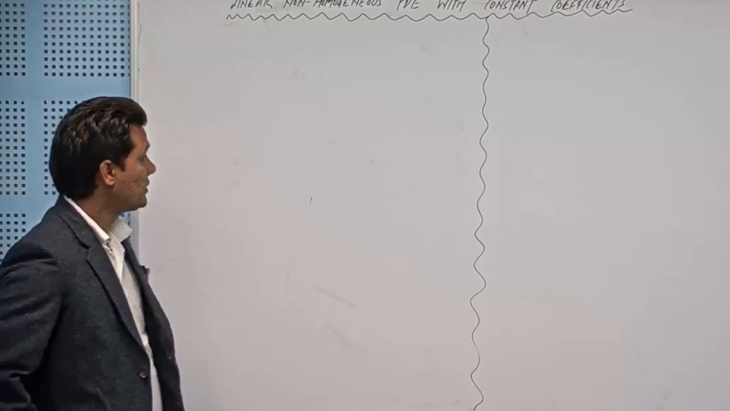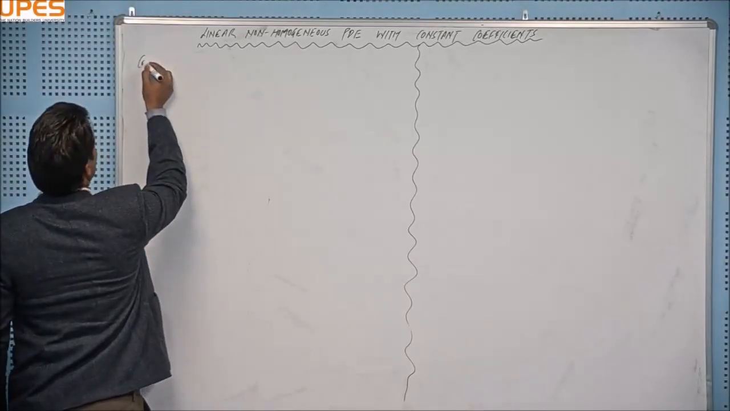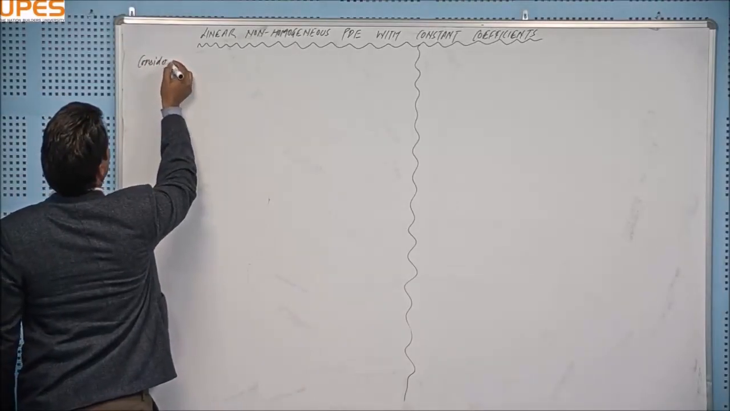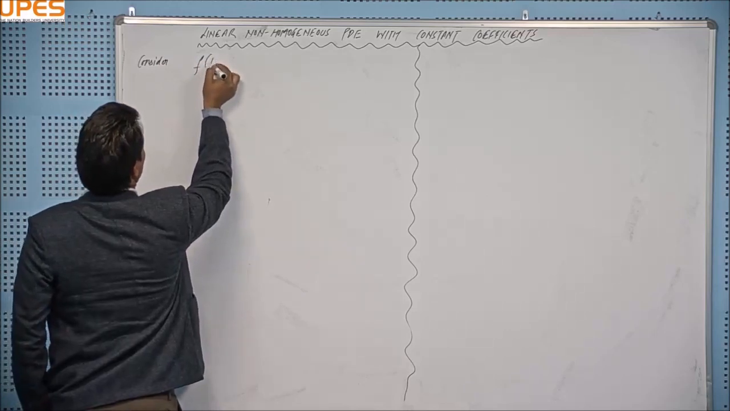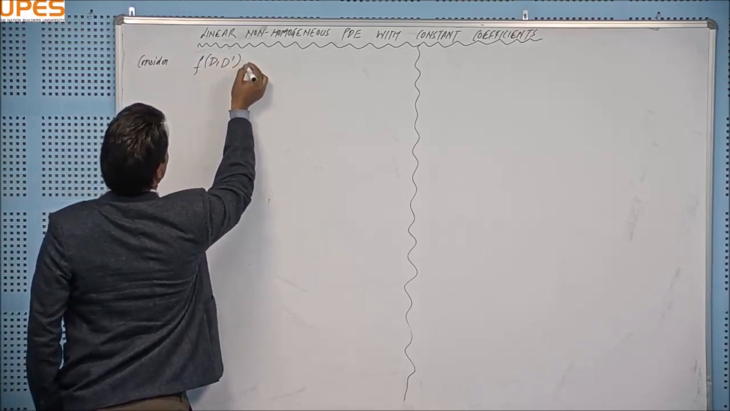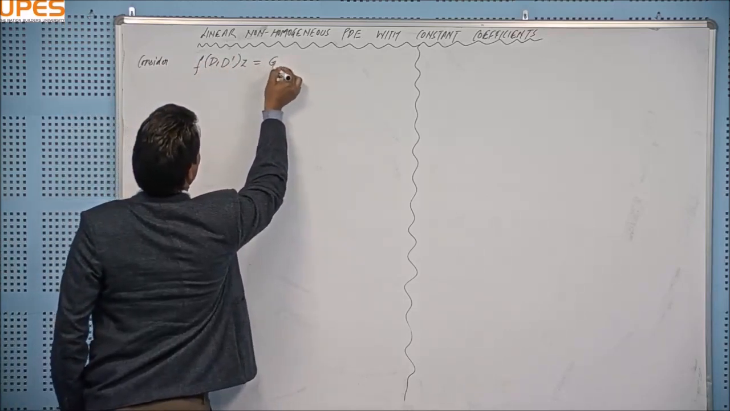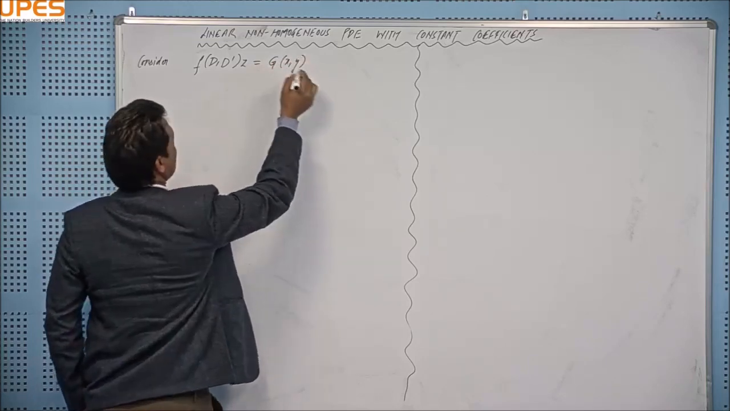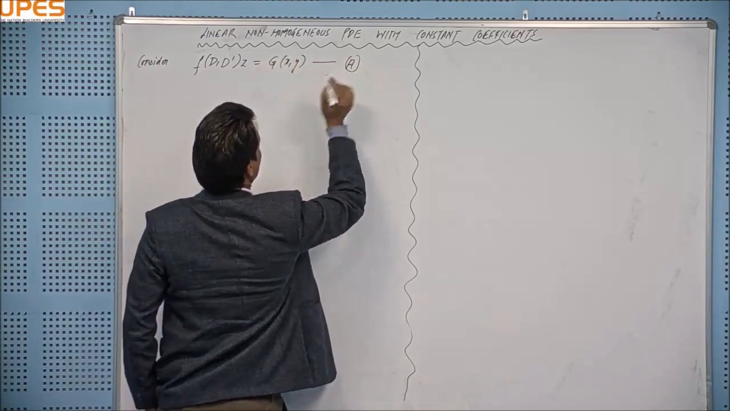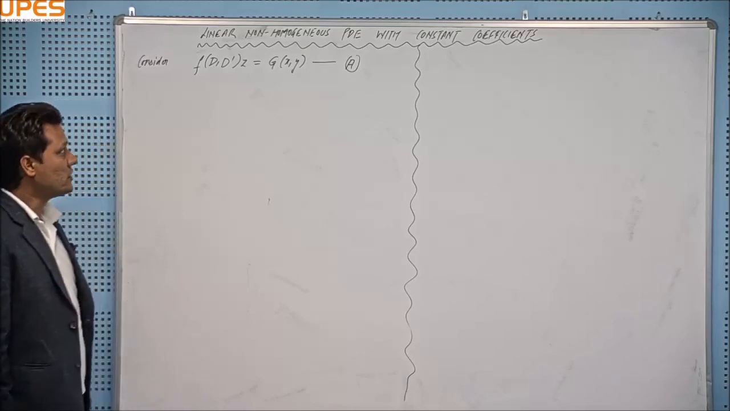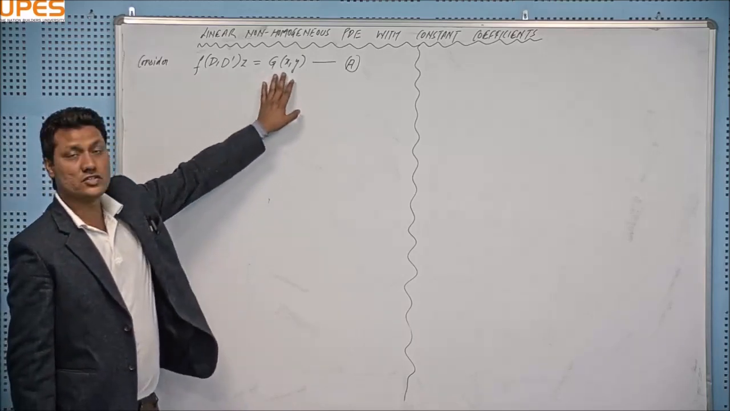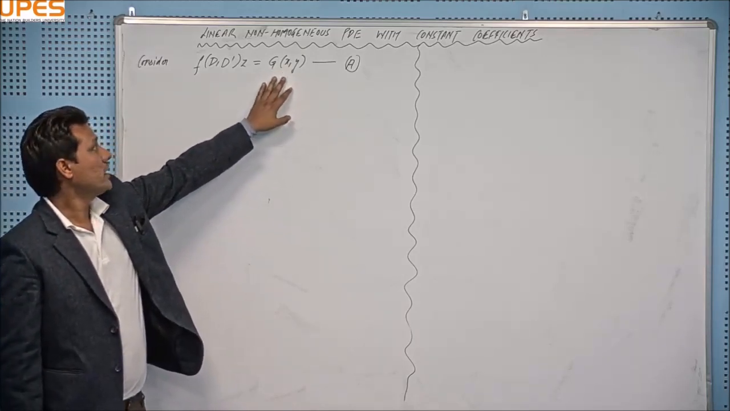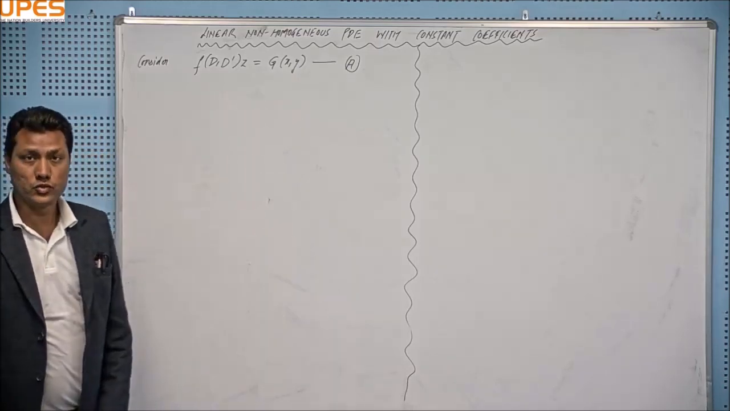So let me write the PDE. Consider f(D, D')z = g(x,y), and that was our equation number A, if you remember. Since the right hand side is a function of x and y, it is non-zero, hence we have to find the particular solution for it.